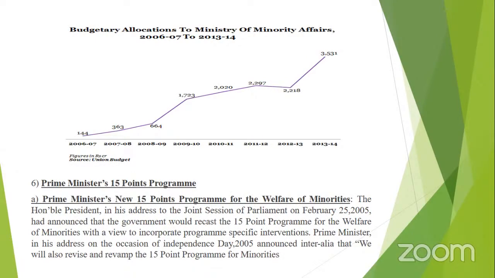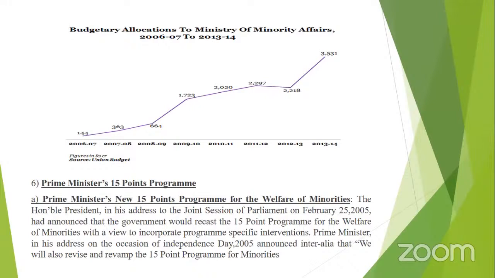Now, here are the budgetary allocations to the Ministry of Minority Affairs, from the year 2006-2007 to 2013-2014. Sixth is the Prime Minister's 15 Point Programme. In this, A is the Prime Minister's New 15 Point Programme for the welfare of minorities.